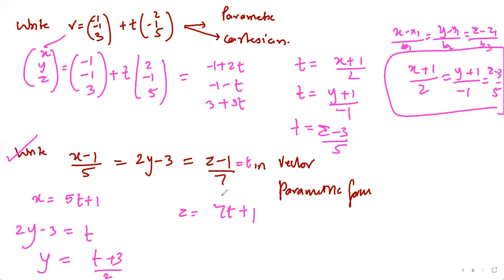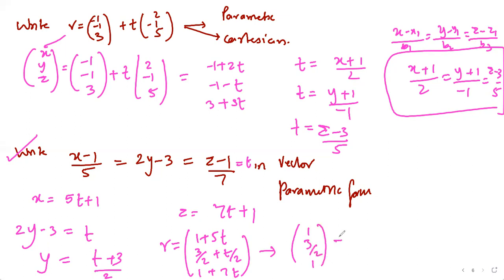So finally, our equation in parametric form, if I write it all together, is r equals x is 1 plus 5t, y is 3 by 2 plus t by 2, and z is 1 plus 7t. And if I isolate these terms one step backwards, I'll get the vector form: (1, 3 by 2, 1) plus t times (5, 1 by 2, 7). So this is how you do this particular question, converting lines in different forms.